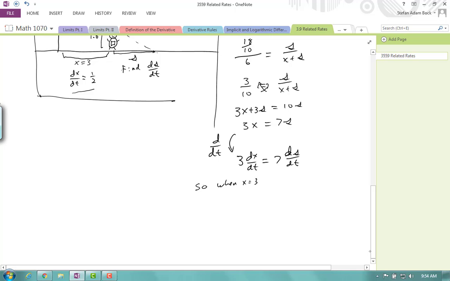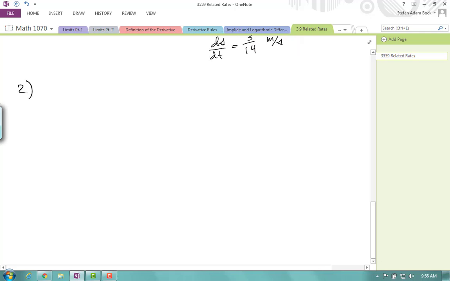Or basically, since dx/dt is a constant rate of change, I have 3 times 1/2 equals 7 ds/dt. I have a constant rate of change for the length of my shadow, and I end up with ds/dt equal to 3 divided by 14. And this problem was given in meters per second.